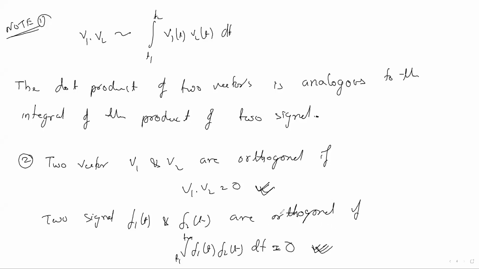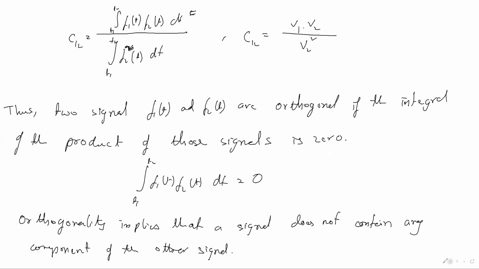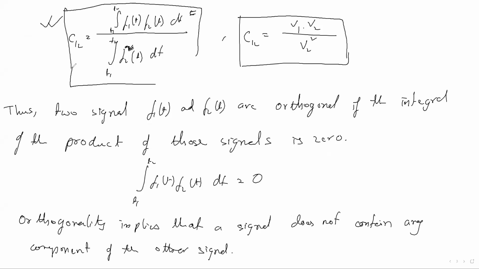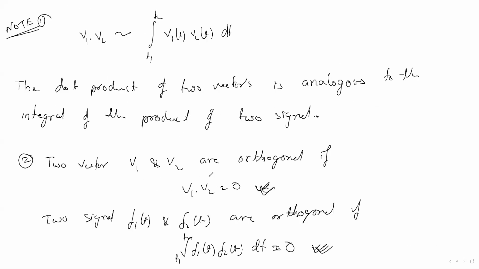These 2 terms, have you understood or not? Let me know if you have any doubt. Only those equations are used to derive all the rest of the equations. After this, your concept should be clear. Two vectors are orthogonal when v1 dot v2 equals 0, and two signals are orthogonal when the integration of their product is 0. Okay, you should know this very well.